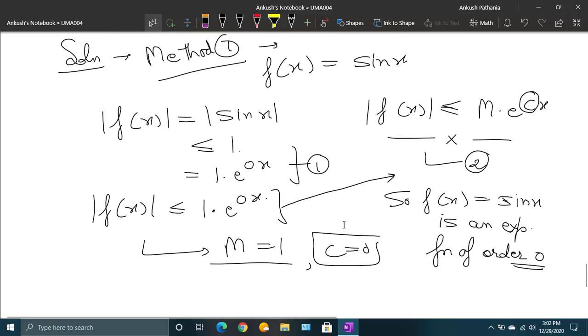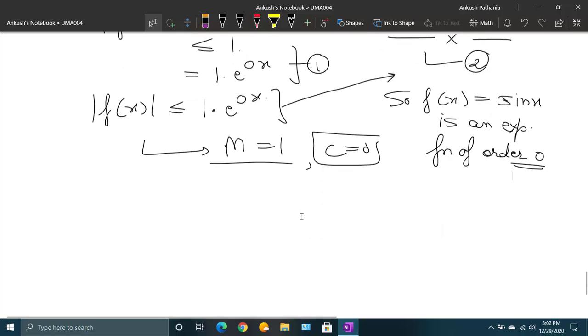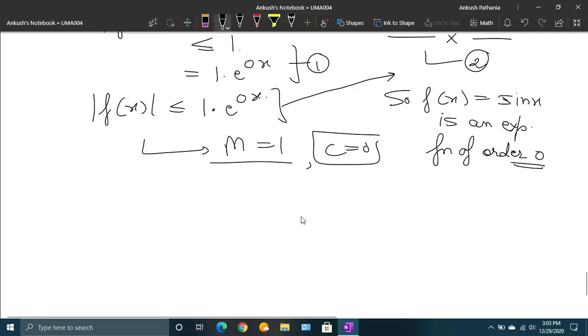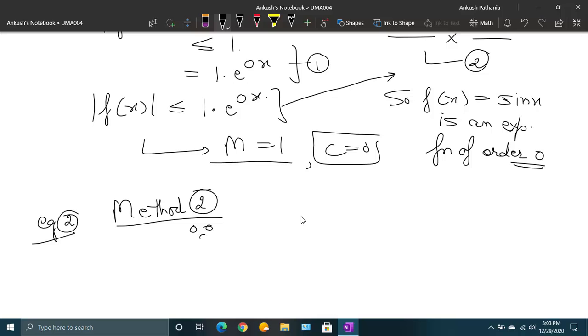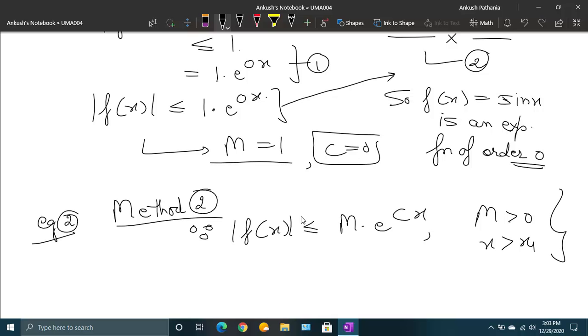Now let us use method 2. Sometimes method 1 does not work, so we have to change our strategy. So here is example 2. But before taking example 2, let me discuss briefly what method 2 is. If a function is of exponential order, then we have something like this, where M is greater than 0 and x is greater than x1.